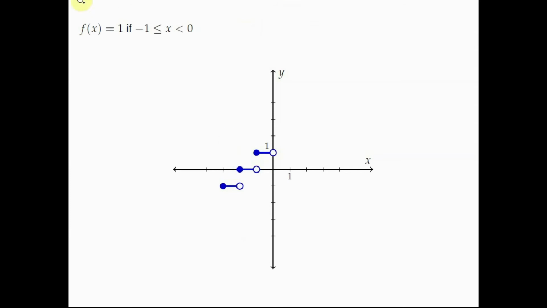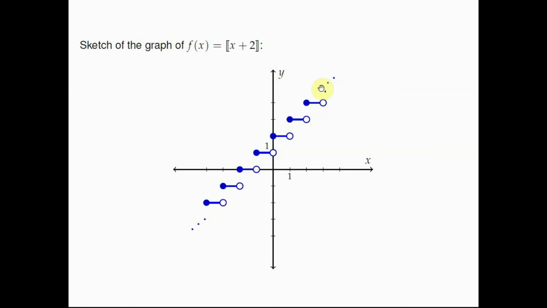Next, it is 1 if x is between negative 1 and 0. So y equals 1. And y equals 2 if x is between 0 and 1, excluding 1. Then so on and so forth. So, you just continue that upward and downward. And this is the graph of your function GIF of x plus 2.